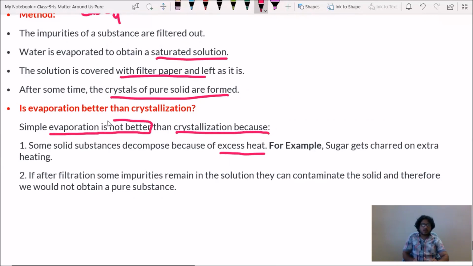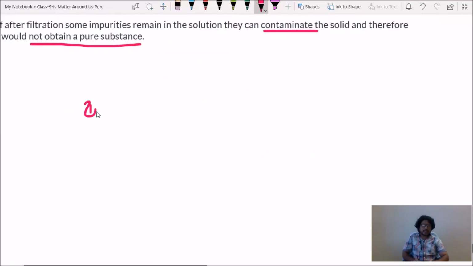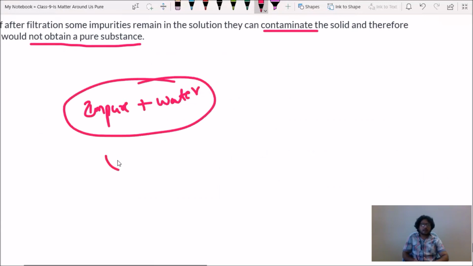Evaporation is not better than crystallization. If you heat solid substances, they will decompose, so we should not heat them. If after filtration some impurities remain in the solution, they can contaminate the solid and therefore we would not obtain a pure substance. For example, if you have an impure substance, you first mix it with water to get an impure solution, and you should not heat much. You need to heat only so that the water evaporates, and we should not always go with evaporation.